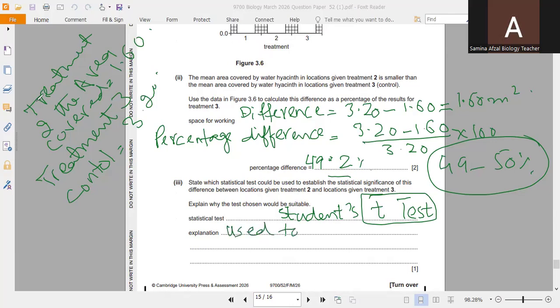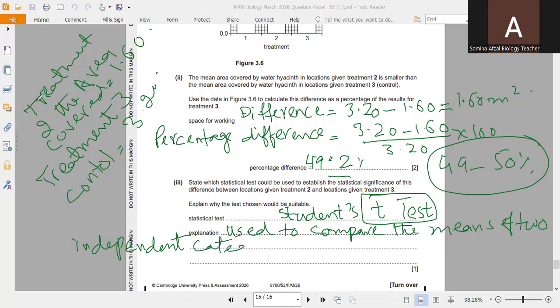Used to compare the means of two independent categorical groups with continuous data.